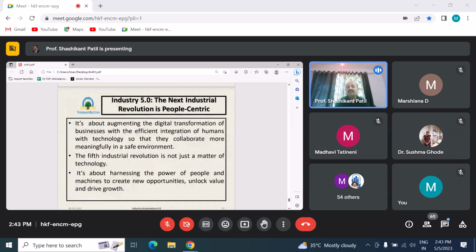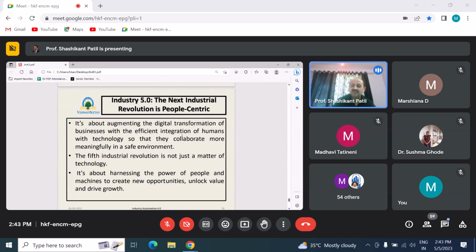Then coming to the end, Industry 5.0 is nothing but the next industrial revolution, which is people-centric, human-centric. It is about clubbing, augmenting, and getting together the digital transformation of business with integration of human capital with technology. And you have to use cobots and man.